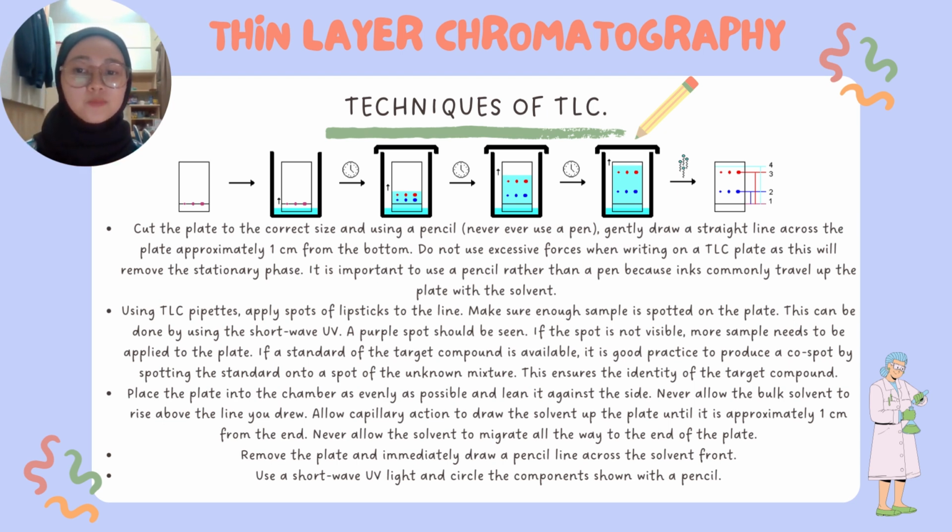Number 3, place the plate into the chamber as evenly as possible and lean it against the side. Never allow the bulk solvent to rise above the line you drew. Allow capillary action to draw the solvent up the plate until it is approximately 1 cm from the end. Never allow the solvent to migrate all the way to the end of the plate. Number 4, remove the plate and immediately draw a pencil line across the solvent front. And the last one is to use a shortwave UV light and circle the components shown with a pencil.